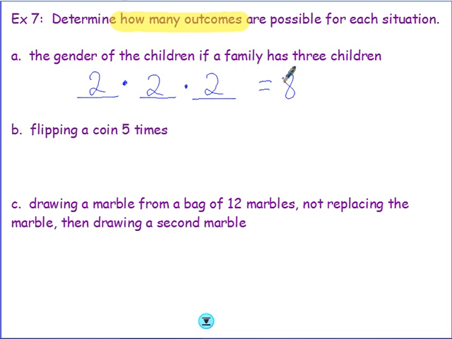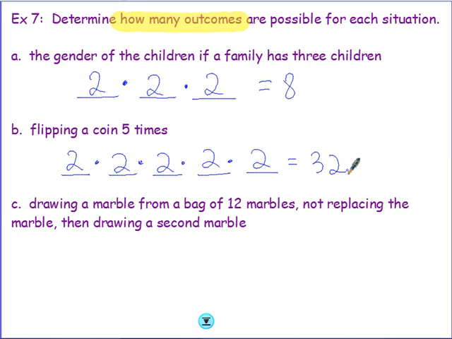You are flipping a coin 5 times. So 5 flips: 1, 2, 3, 4, 5 flips. The first flip, 2 options, heads or tails. Second flip, still 2 options. Same thing with the third, and the fourth, and the fifth. You can't get rid of one of those options because you can't change a coin. When you multiply, you get 32 options.